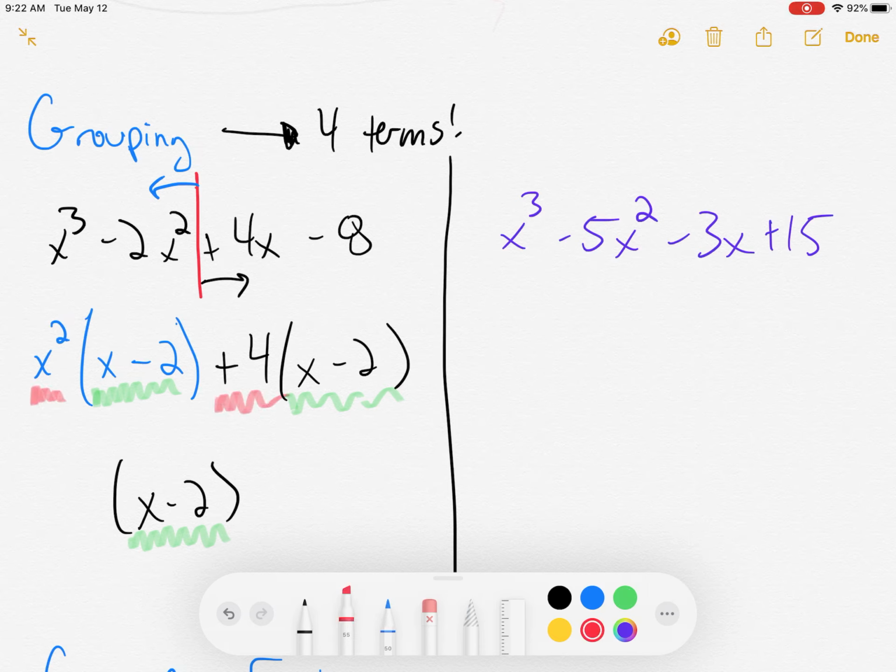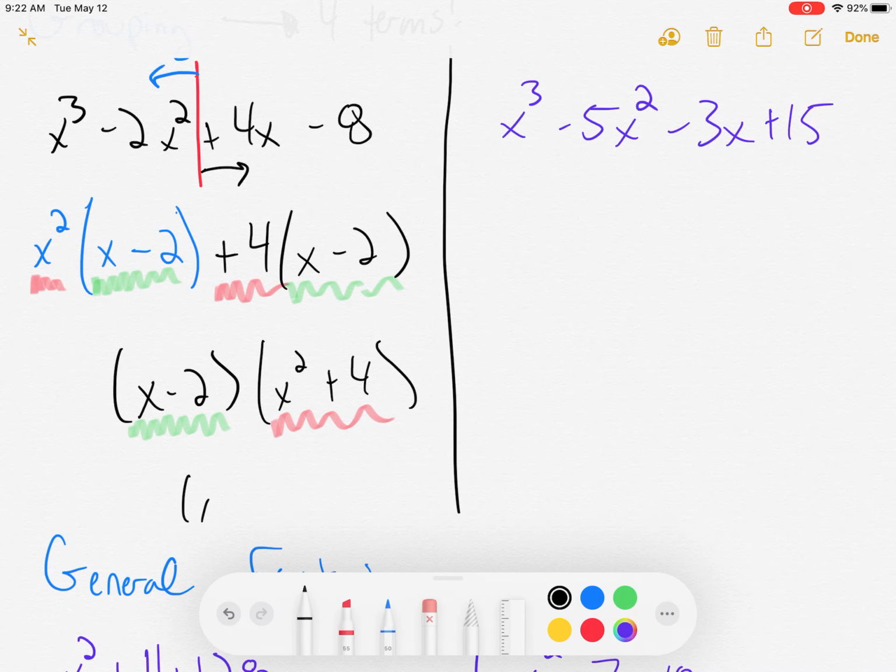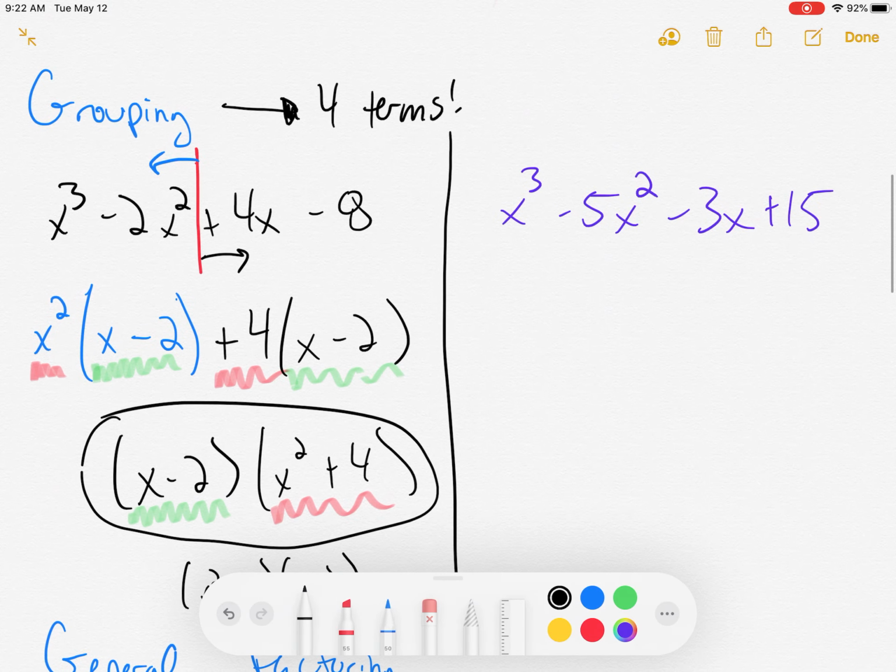And now I combine x squared and plus 4. X squared plus 4. And that is your final answer. And you can write these either way. So if you wrote this as x squared plus 4 times x minus 2, that's okay as well. Either way, it's the correct answer.